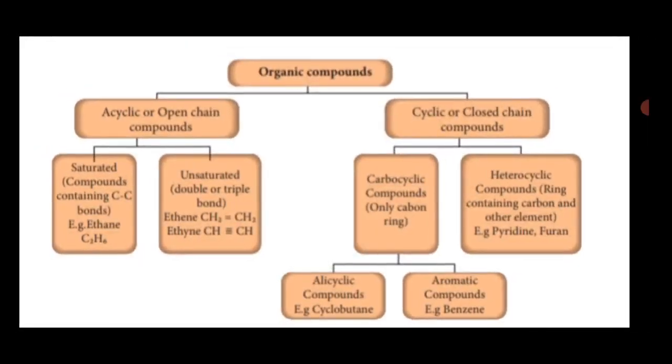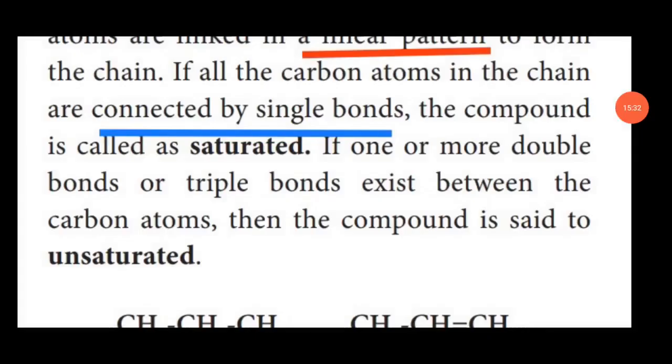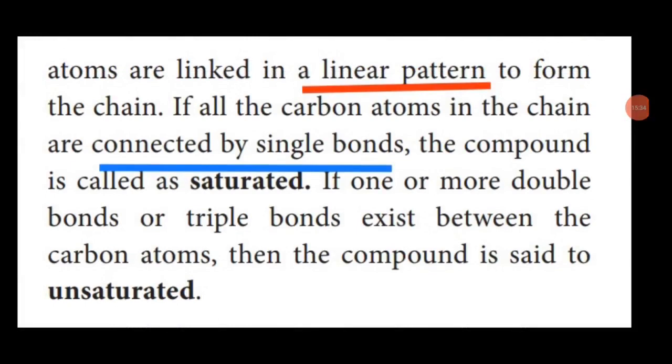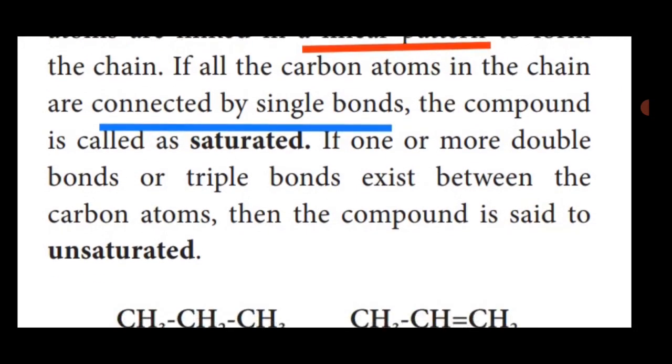This is the flowchart of classification of organic compounds based on the pattern of carbon chains. Once again recall, what is saturated compound? Carbon atoms in a chain are connected by a single bond. These compounds are called saturated. What is the unsaturated compound? If one or more double bonds or triple bonds exist between carbon atoms, these compounds are called unsaturated compounds.